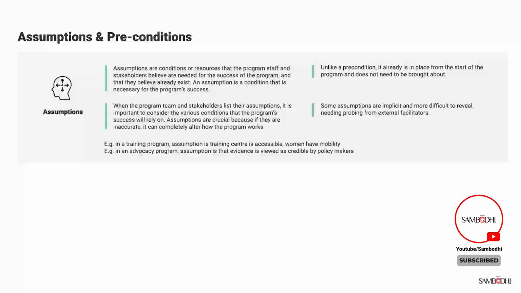For example, in a training program, the underlying assumption is that the training center is accessible and women have the mobility to reach them. However, the assumption that a training center is accessible to all participants is not always valid. In many cases, women may face various barriers that prevent them from attending training programs, such as lack of transportation, cultural restrictions, or childcare responsibilities.